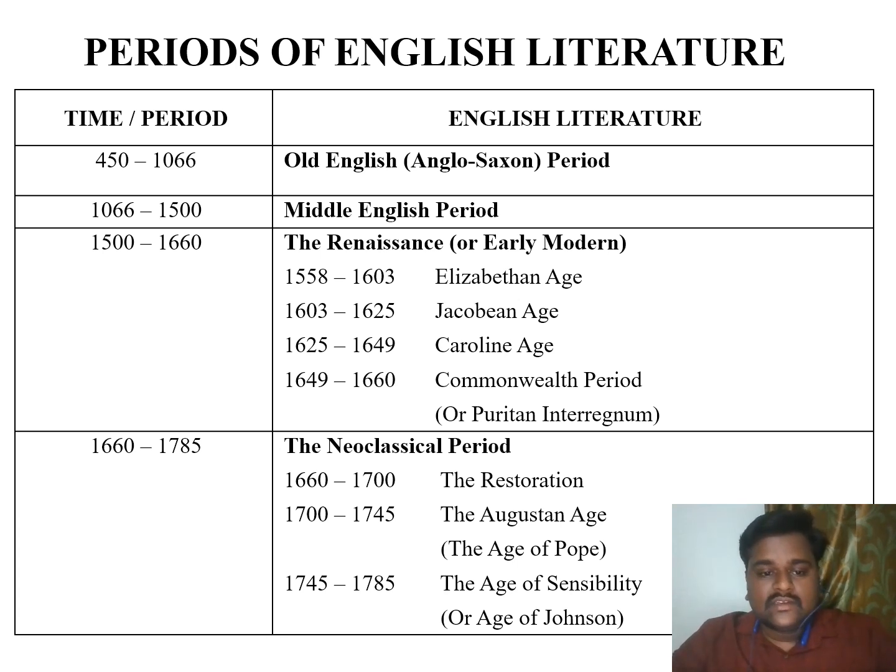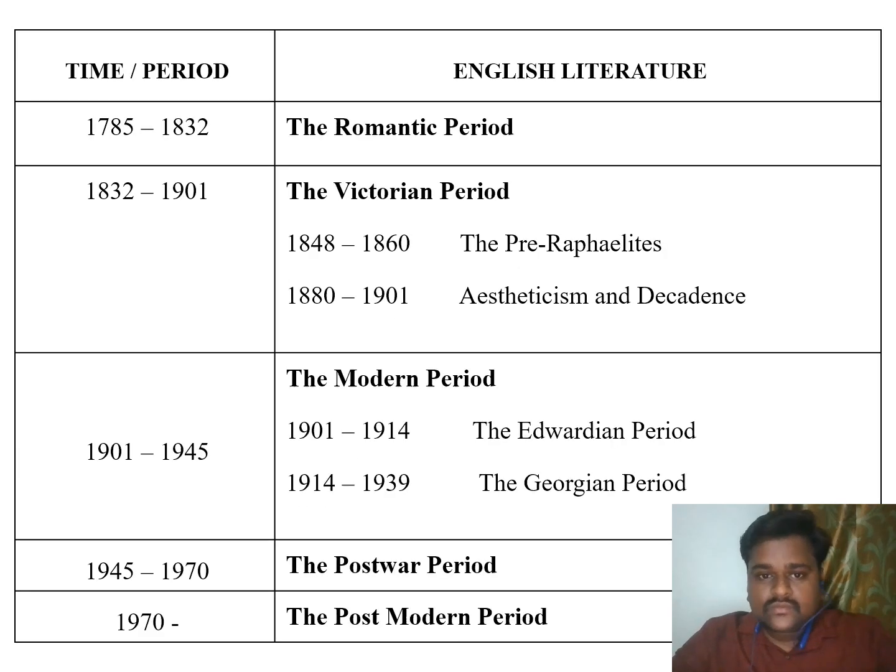Next, from 1660 to 1785, the neoclassical period is again divided into 4 parts: the Restoration period, the Augustan age, called the age of Pope, and after that the age of sensibility or age of Johnson, who gave a dictionary to English literature. It took 9 years. After that, 1785 to 1832, the Romantic period, which was established by William Wordsworth and S.T. Coleridge.